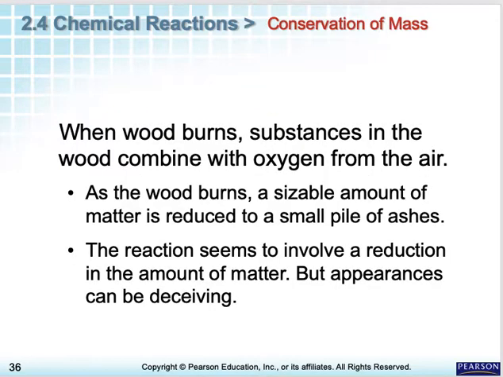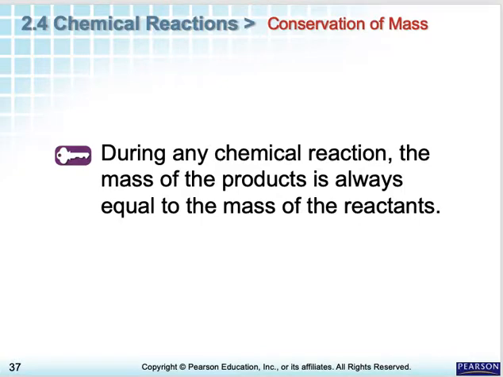Well, one of the first laws in chemistry is that matter can be neither created nor destroyed in a chemical equation. That's a law, so it doesn't explain it, it just tells you what. So, as wood burns, a sizable amount of matter is reduced into a small pile of ashes. Does that mean that some of the material has disappeared? No. It is just changed in shape or placement, and you may not be able to see where it is. So, the mass of the products is always equal to the masses of the reactants.